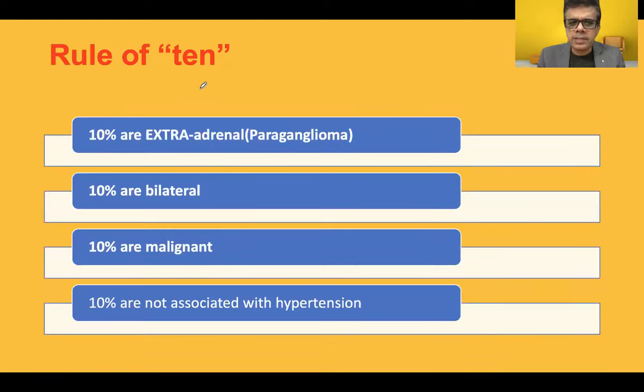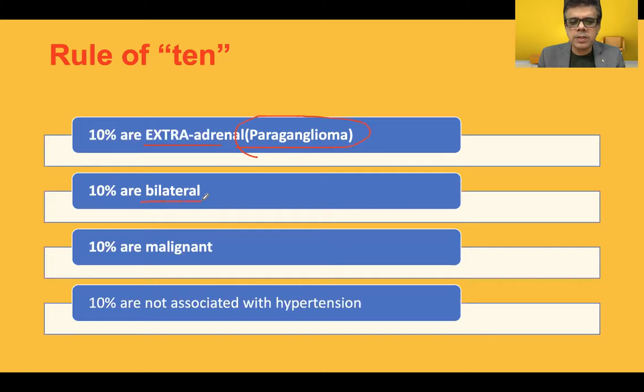Rule of 10 is applicable. That is, 10% of the tumors are extraadrenal in location, in sympathetic ganglia, like those present in the carotid body and other locations. And these extraadrenal pheochromocytomas are known as paraganglioma. So you must remember this, that extraadrenal pheochromocytomas are known as paraganglioma.